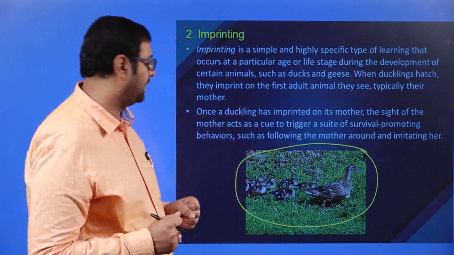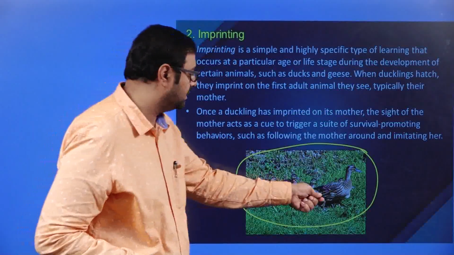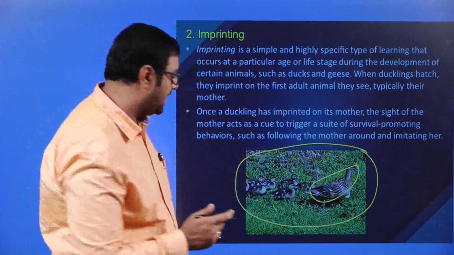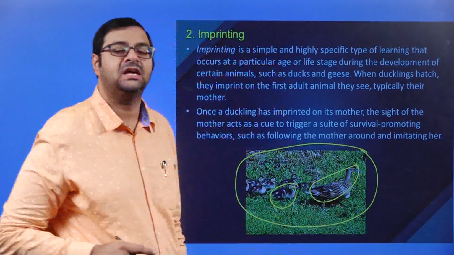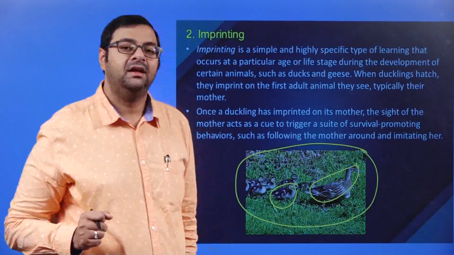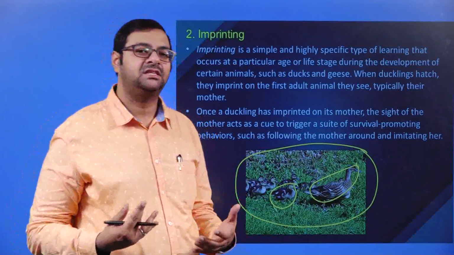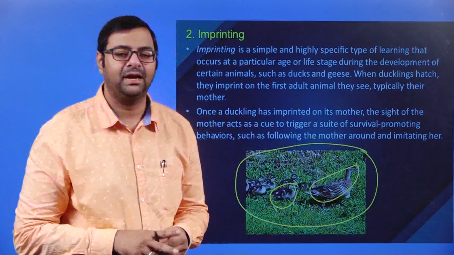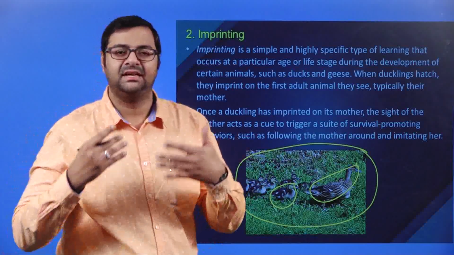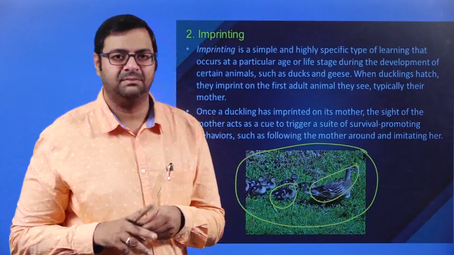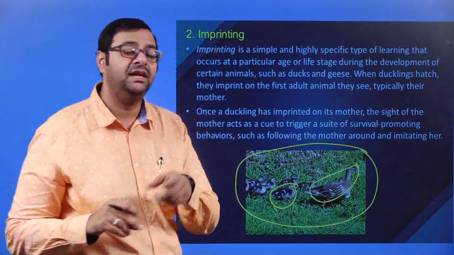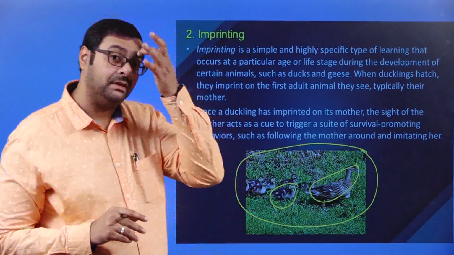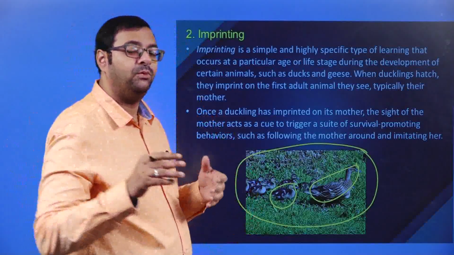Now say for example, you see this image here. This is the mother duck. As soon as the baby hatches out from the egg, that baby instinctively starts imprinting itself in the path of the mother. It starts following the mother. In simple language, it starts following the mother. But scientifically, what is happening there? It is actually imprinting itself in the path of the mother, that is, it is following its mother.